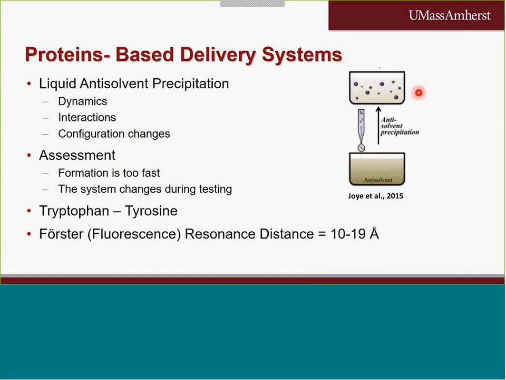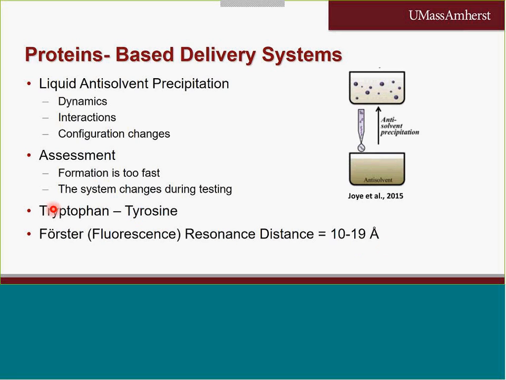Proteins have tryptophan and tyrosine in their composition, which are both good probes because of the aromatic groups that they have. The distance between them, in order to have faster energy transfer, is 10 to 19 angstroms. Usually, tyrosine transfers into tryptophan.